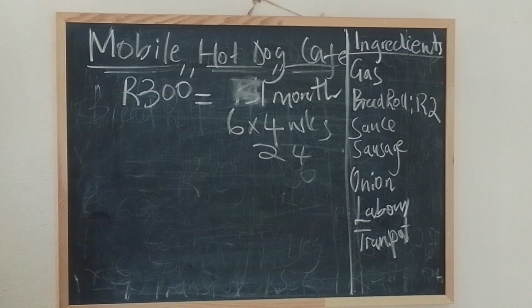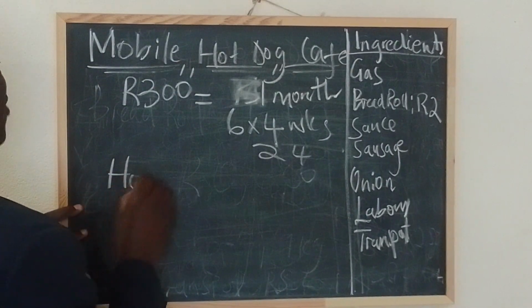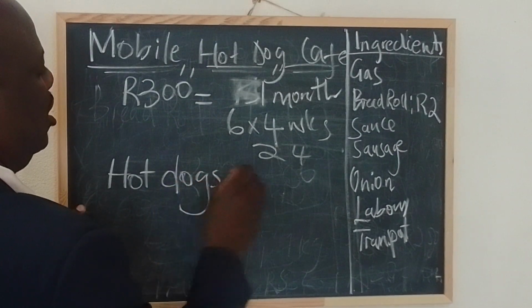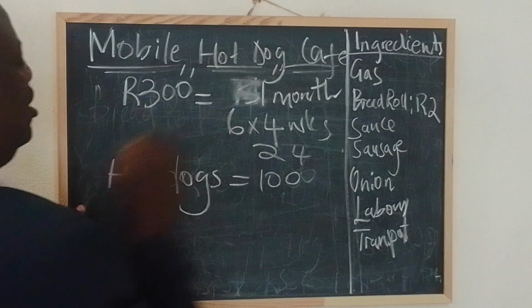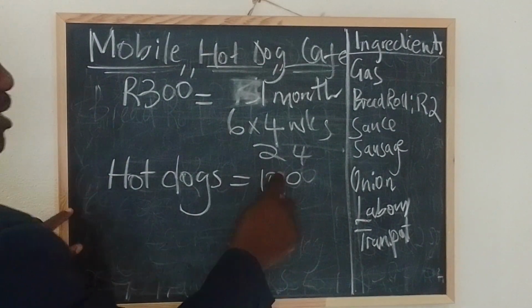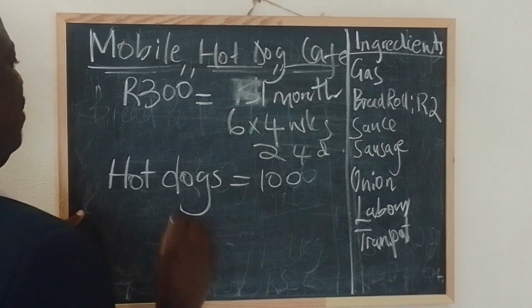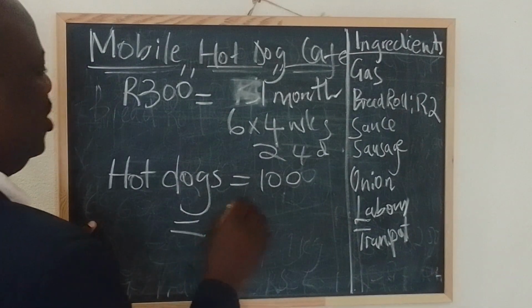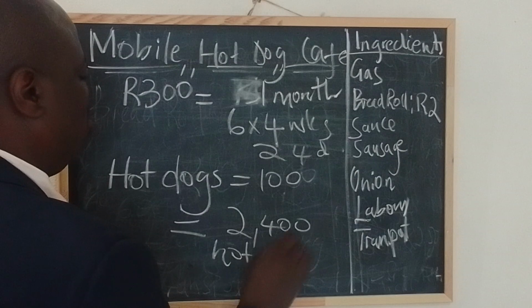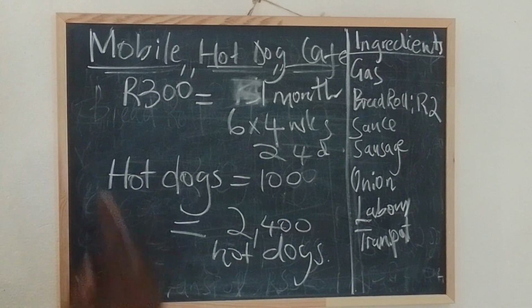So let's agree on another assumption. Let's say on average, each day we make and sell 100 hot dogs. Now, how many do we make per month? It's 100 by 24 working days per month. So it's going to give us 2,400 hot dogs, because we want to find out how much gas costs us per hot dog.